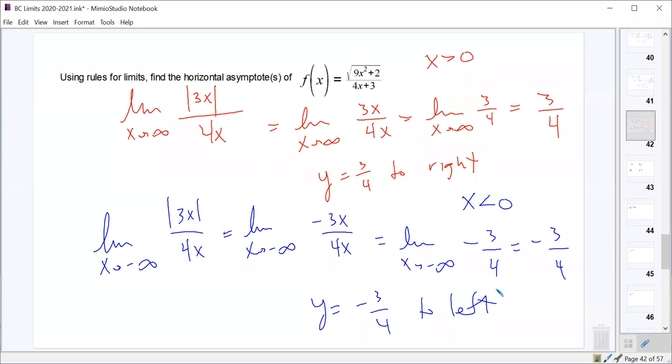Can we skip the part where you wrote the limit as x approaches infinity or negative infinity of the constant? Or do we need to write that out as well? Nah, if you skip that, that's fine.